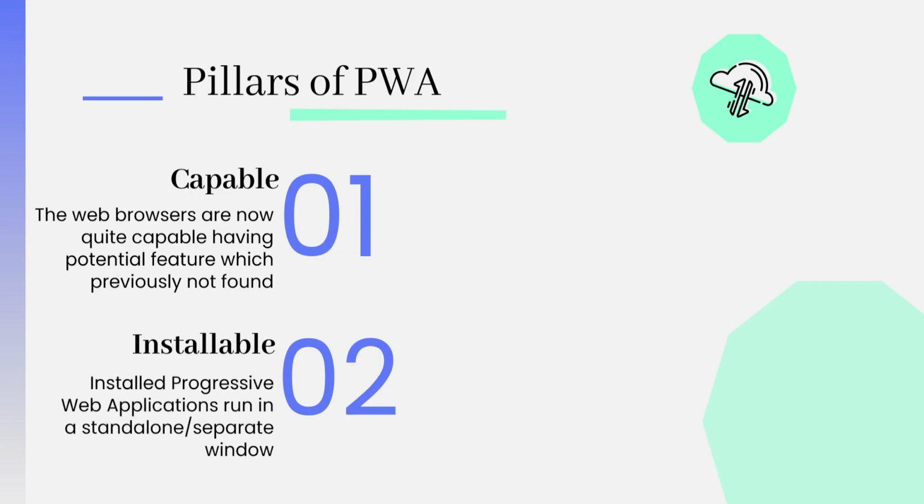These progressive web applications can be installed and run in a separate window, so that it feels like a standalone application. These applications can be installed on the fly when we visit the website. We will explore that in the last topic, where we are going to check one of the URLs and see how it is installable. And the third point is reliable.